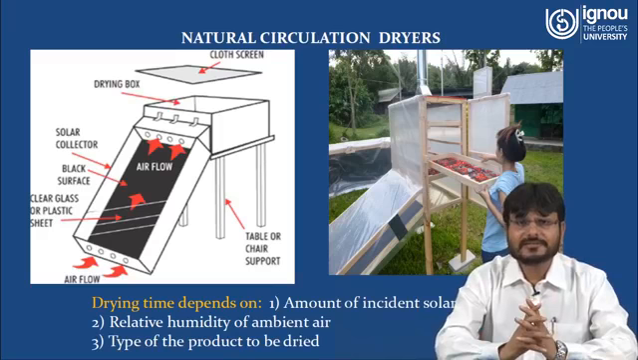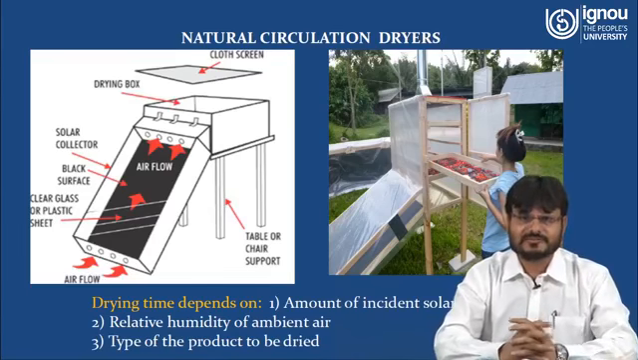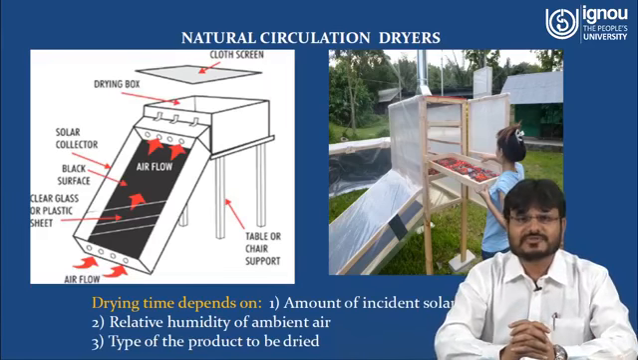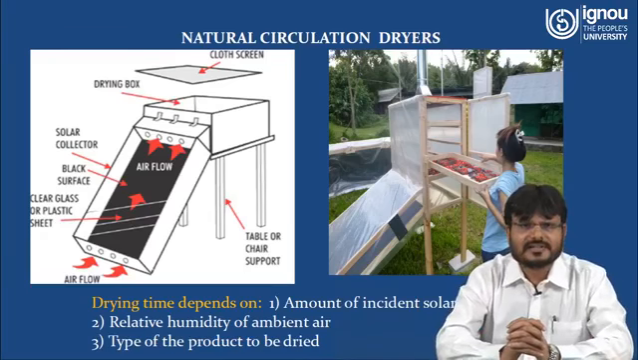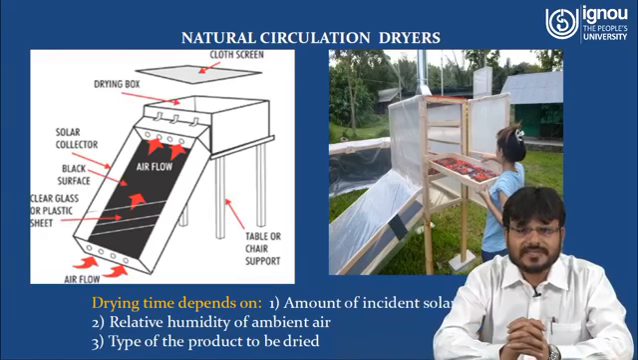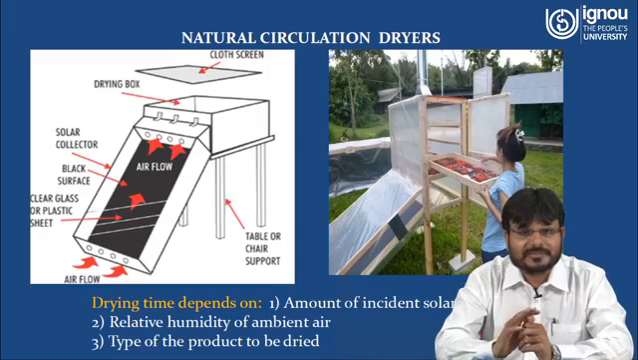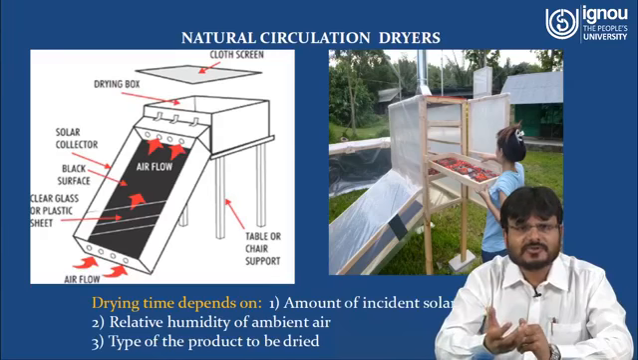Now as I told you, there are two types of dryer. One is natural circulation, another is forced type. So here we can understand the natural circulation dryer. Here you can see in this diagram there is one solar collector, right? And the base of the solar collector is basically a blackened surface. It is painted with black paint. Why? Because you have to increase the absorbability of this solar collector.